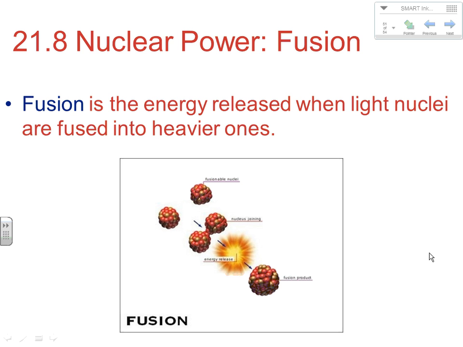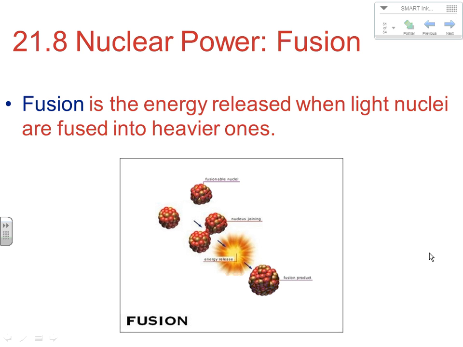Now, another process, and this is the last section that we're going to look at, that can release energy is nuclear fusion. Fusion is the energy released when light nuclei are fused together into heavier ones. So fission is breaking large material to get energy. Fusion is fusing smaller particles to get energy. In both cases, you end up getting energy.